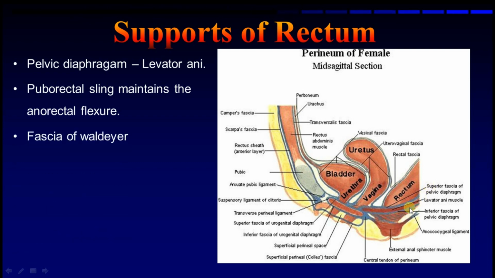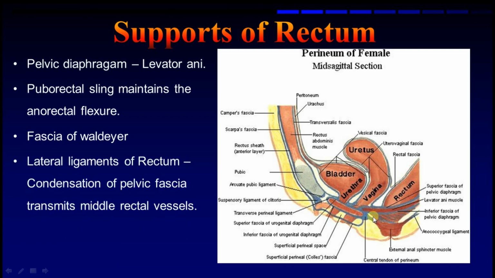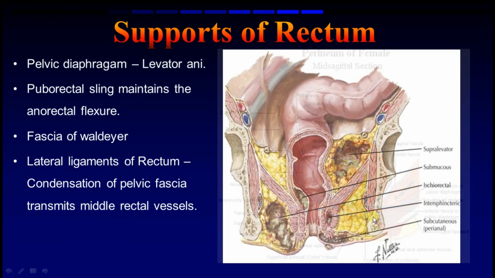Then the fascia of Waldeyer, a condensation of the pelvic fascia extending from the posterior wall of the rectum to the coccyx. Lateral ligaments are a condensation of the pelvic fascia which transmits the middle rectal vessel. I have already told you this in the pelvirectal space. It is a reflection of the pelvic fascia from the parietal layer to the visceral layer, where it forms a thickening as the lateral ligaments of the rectum.